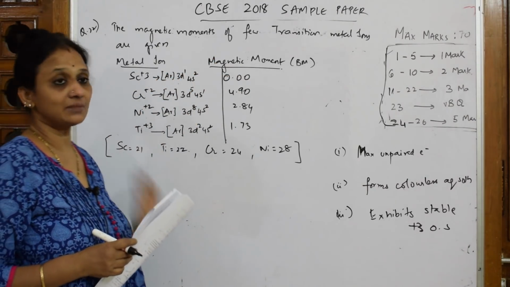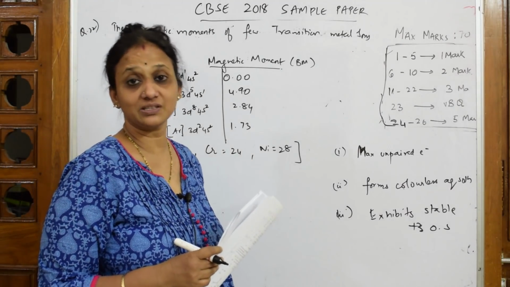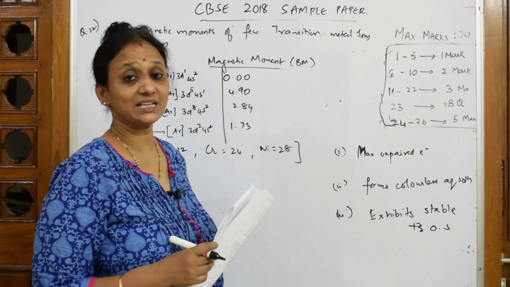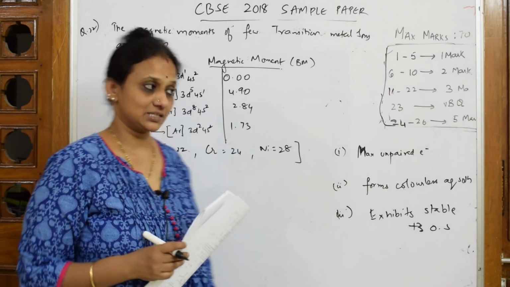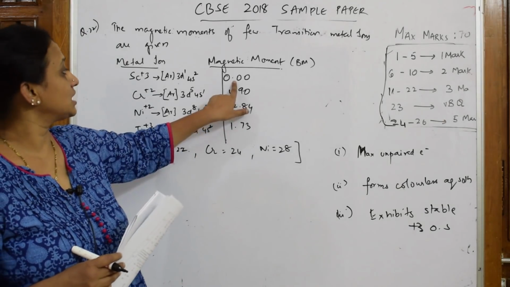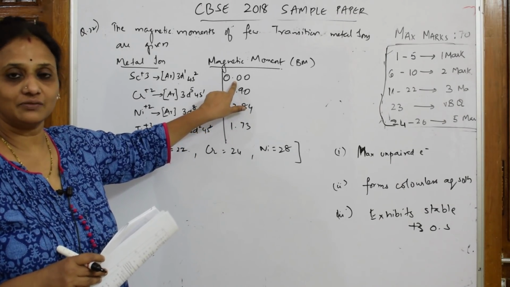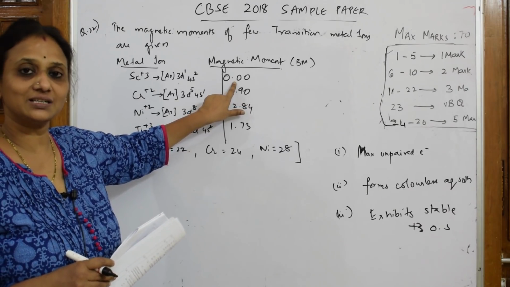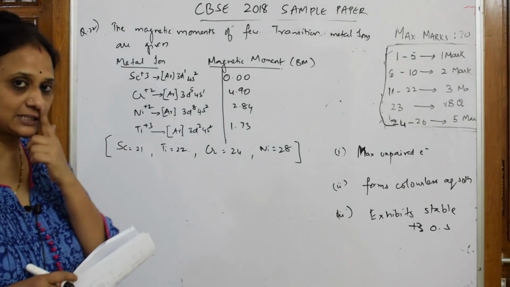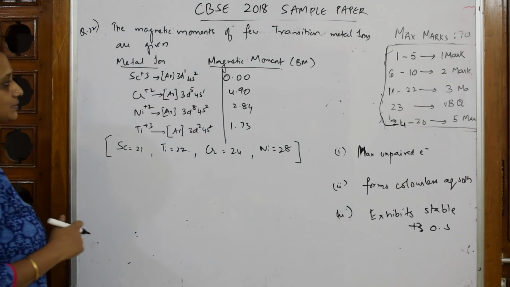So whenever you see magnetic moment, you've already seen when you studied hybridization, you will calculate the magnetic moment with the formula based on the number of unpaired electrons, correct? Now when there are no unpaired electrons, when all are paired up, the magnetic moment you get is 0. Recollect, go back and see. Okay, let us not go there. Now I'll come back. What did they ask me?